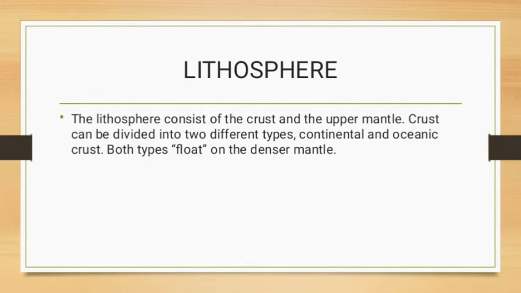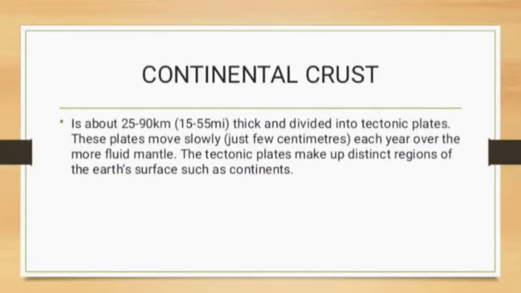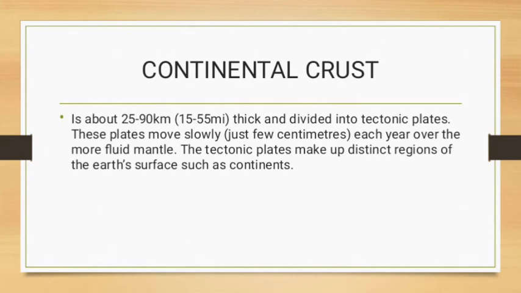Lithosphere. The lithosphere consists of the crust and the upper mantle. Crust can be divided into two different types, continental and oceanic crust. Both types float on the denser mantle. Continental crust is about 25 to 90 kilometers or 15 to 55 miles thick and divided into tectonic plates. These plates move slowly, just a few centimeters each year, over the more fluid mantle. The tectonic plates make up distinct regions of the Earth's surface such as continents.